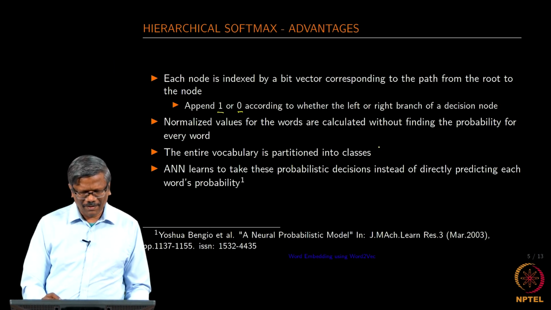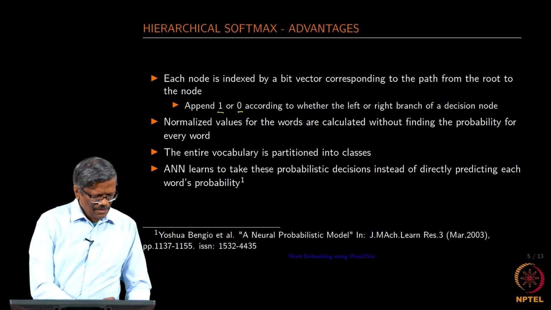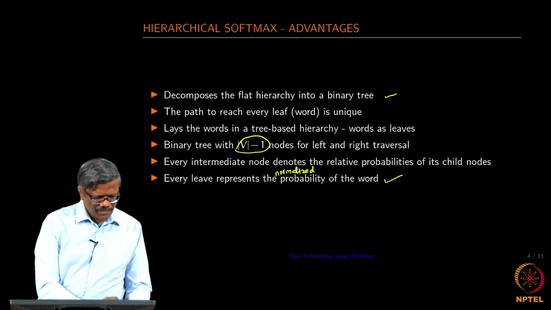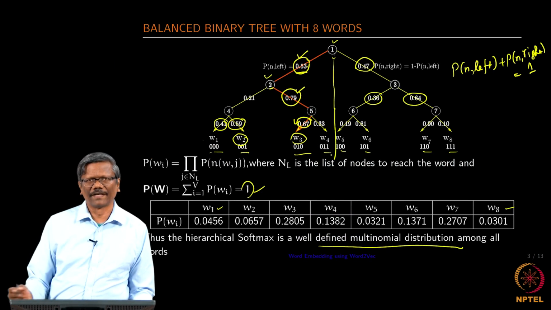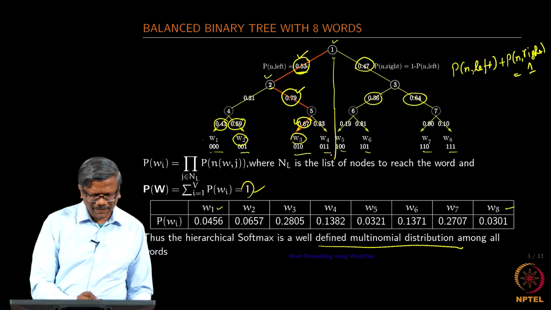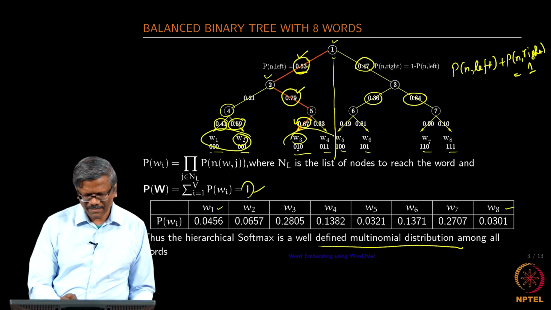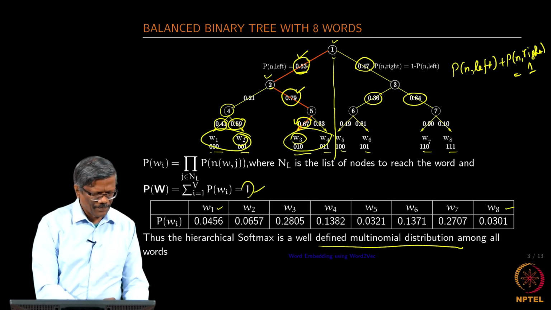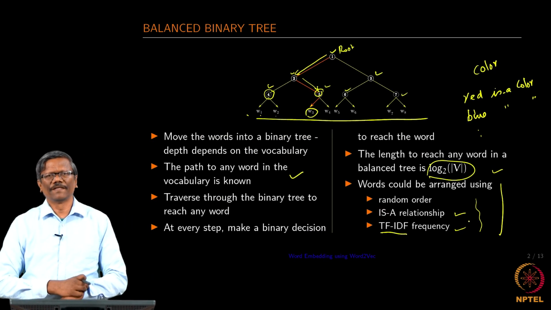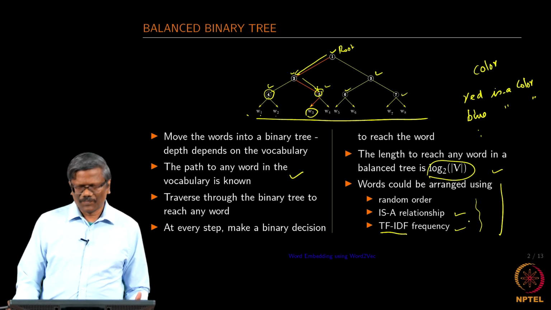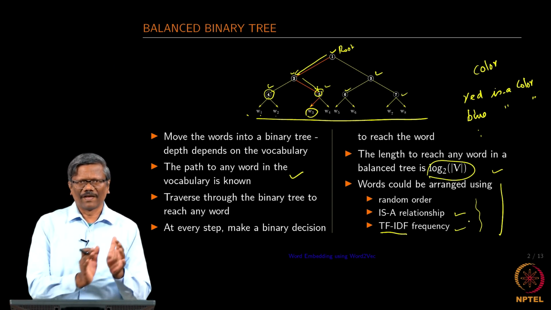And the entire vocabulary is partitioned into classes also. Okay. So, if you look at this, we can call this the major class, right. So, this is a binary class and then when you go to the last node you will see the words in classes. So, this is what we are talking about when we mention is-a relationship or frequency. We can keep all the words that are related by is-a relationship as one group.